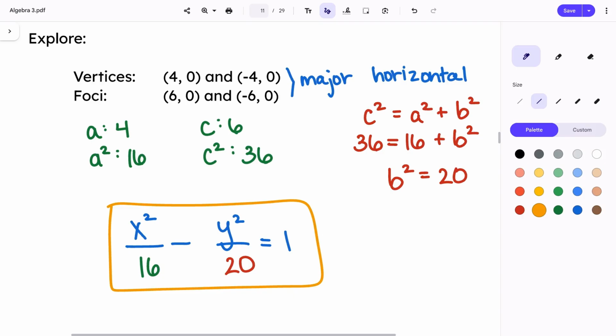Questions on how to write an equation like that? Okay, so you can see on the next page, we're transitioning to these hyperbolas that are not centered at the origin. I'm going to stop here for today. We will pick this up when we return.